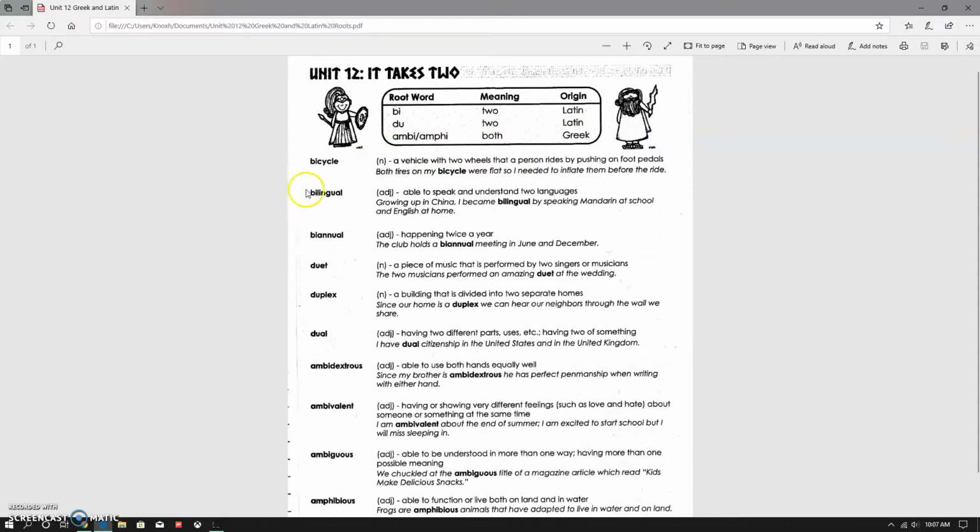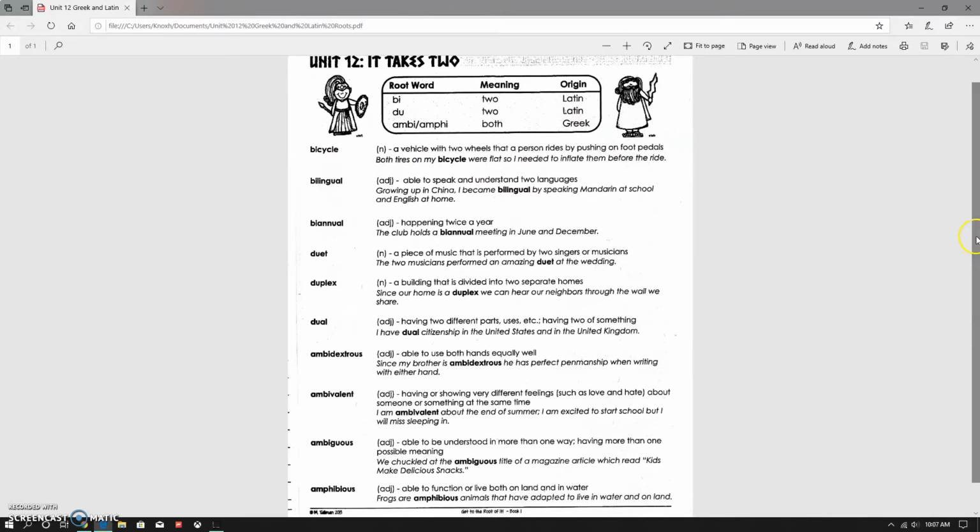So let's look at our words real quick, and then I'll tell you what your actual assignment is going to be today. This is in your Greek and Latin Roots book, the second section. It's that little green book that you have, which starts in Unit 11. This is Unit 12. We're going to work through this for probably the rest of this week. I'm not sure. So let's look at it.